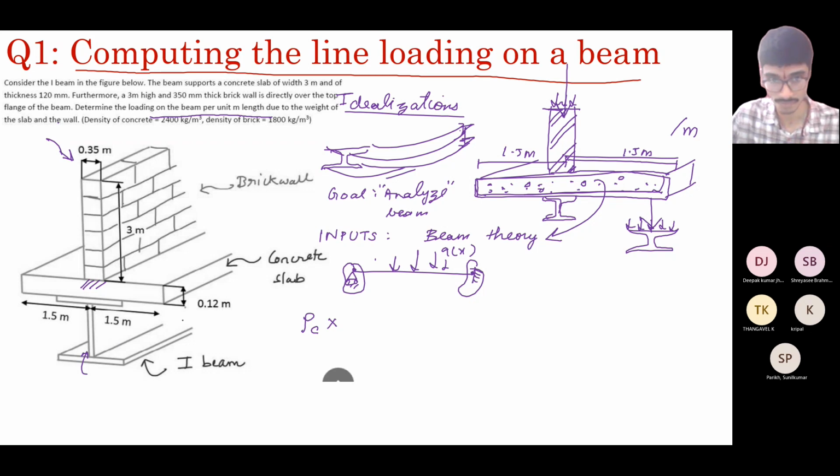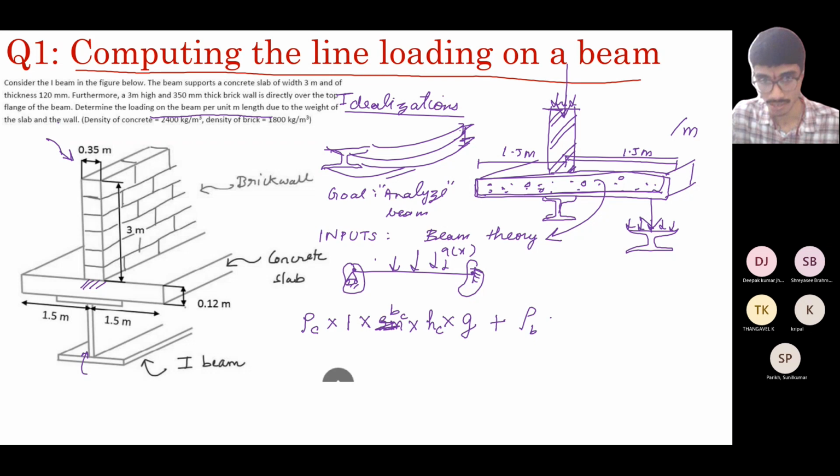So rho c into the distance of 1 meter. Volume is length into breadth into height. Length is 1 meter, breadth of concrete is B concrete, height of concrete is H concrete. This will give the mass, and the weight will be into g, plus rho brick into width, length is again 1 because we want to find per unit length, into height of brick into g. So this is what we need to find out.